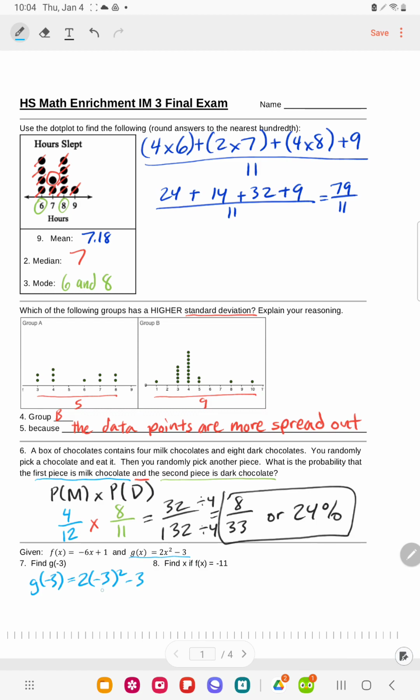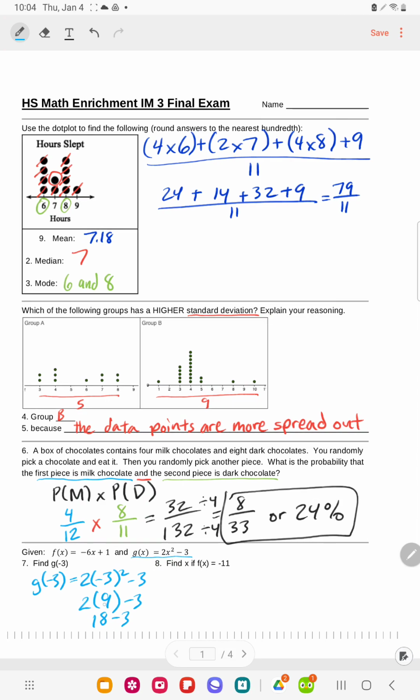So using PEMDAS order of operations, we're going to do parentheses first, negative 3, and then exponents, square, negative 3 times negative 3 is positive 9. And after we do parentheses and exponents, we do multiplication. So 2 times 9 is 18. And lastly, we do subtraction. 18 minus 3 is 15. So our answer in this problem is g of negative 3 is equal to 15.